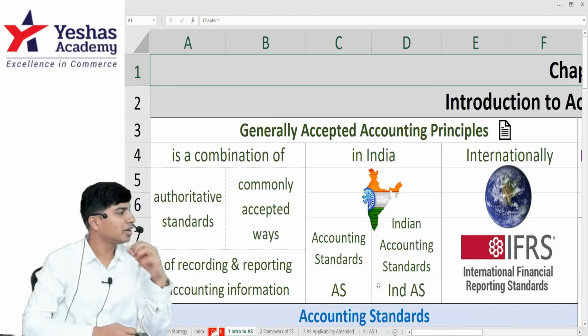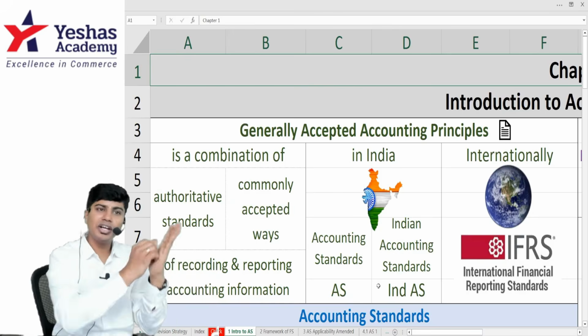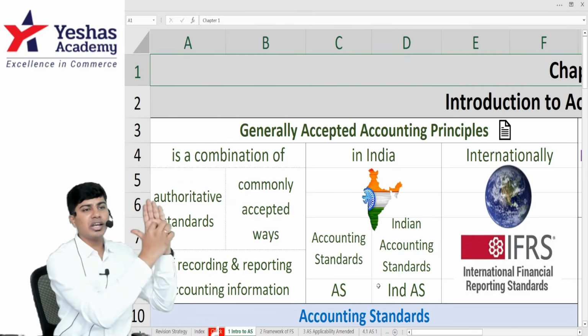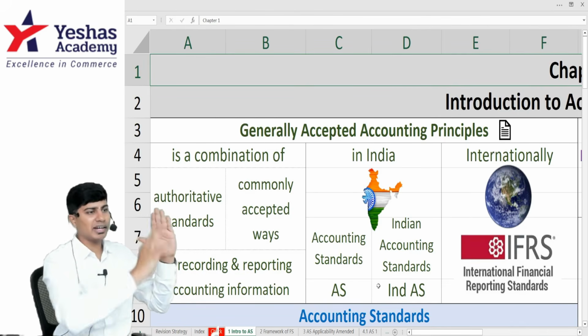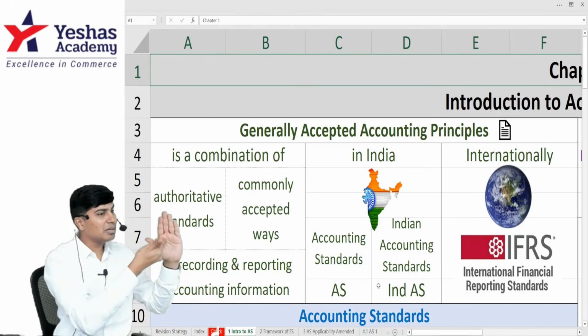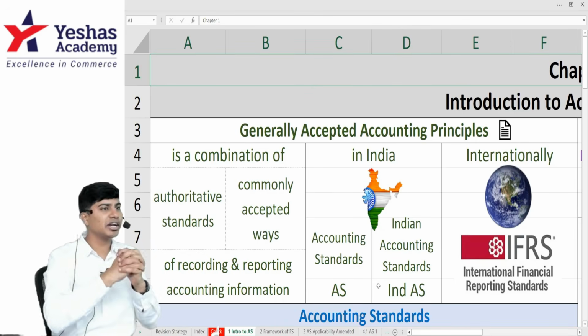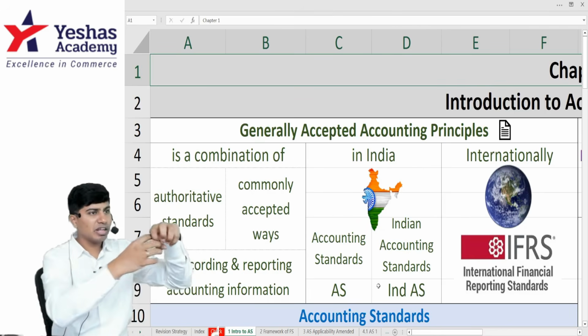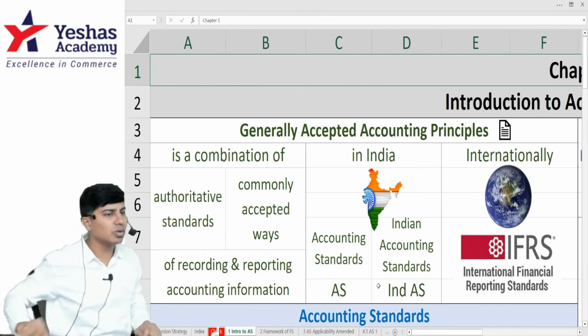Over a period of time, traffic rules came. The same thing people were following, they wrote in the rule book: always stick to the left side of the road, Rule number 10 of the Road Transport Act. They made one rule out of it. That becomes an accounting standard. What I am doing, what you are doing, what both of us agree to do is GAAP. Over a period of time, if it becomes a standardized paper, a standardized rule book, that is accounting standards.